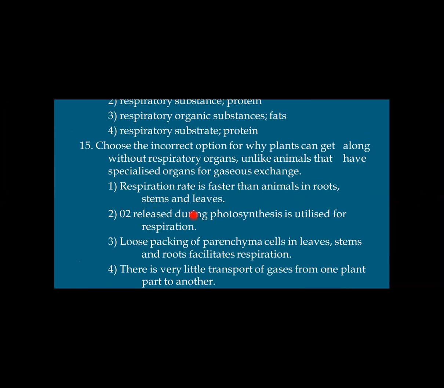Respiration rate is faster than animals in roots, stems, and leaves. So definitely this statement is right. Respiration rate is faster in roots, stems, and leaves, so the rate of respiration, gaseous exchange. Why, if you ask me? Because stems and leaves, a very good example, have stomata. Even on stems, lenticels can be present. Even on roots, lenticels can be present. They are helping in exchange. So rate is faster, students. This statement is the right statement.